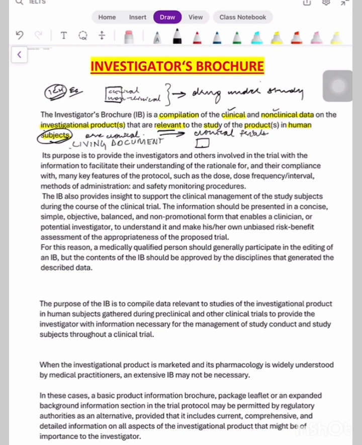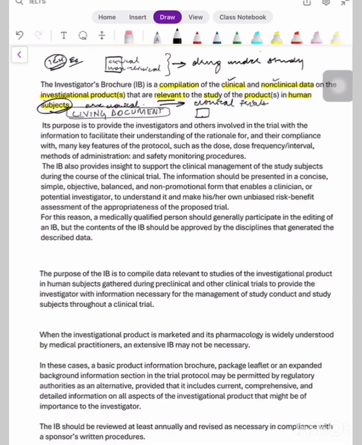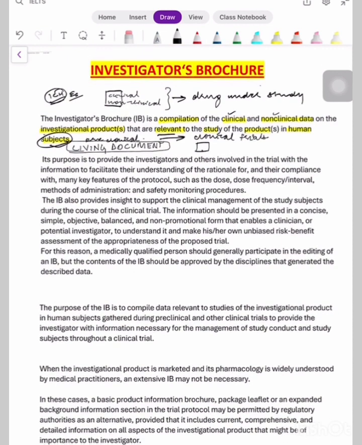So it is the responsibility of the investigator to read this brochure carefully before the beginning of the trials, especially in early phases of clinical trials, for example phase 1, because you don't have that much information about the product or that much experience on humans. Then this is the only source where you study the safety or the toxicity of the drug.